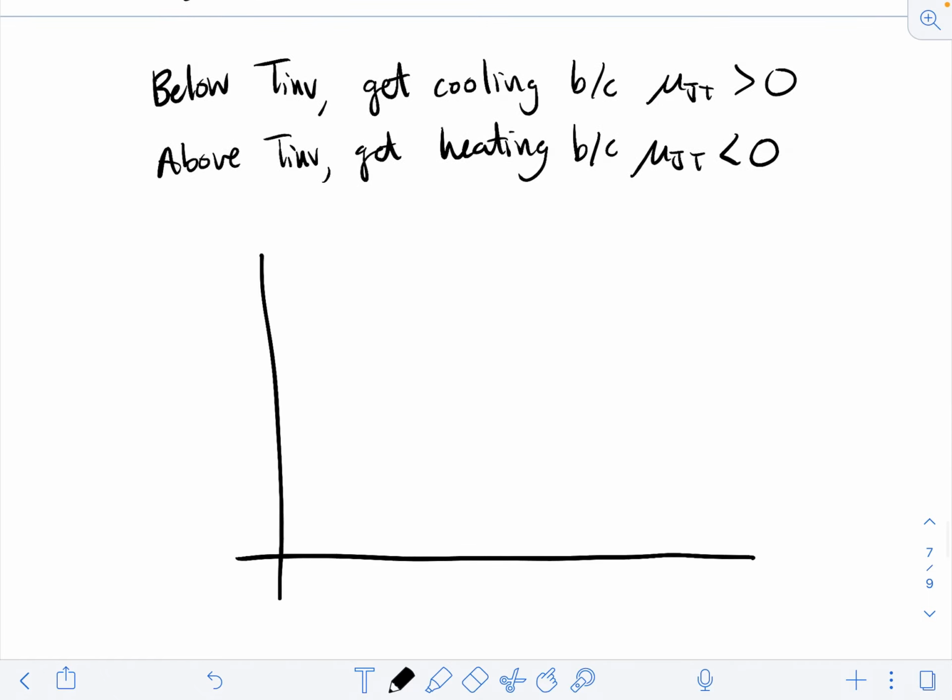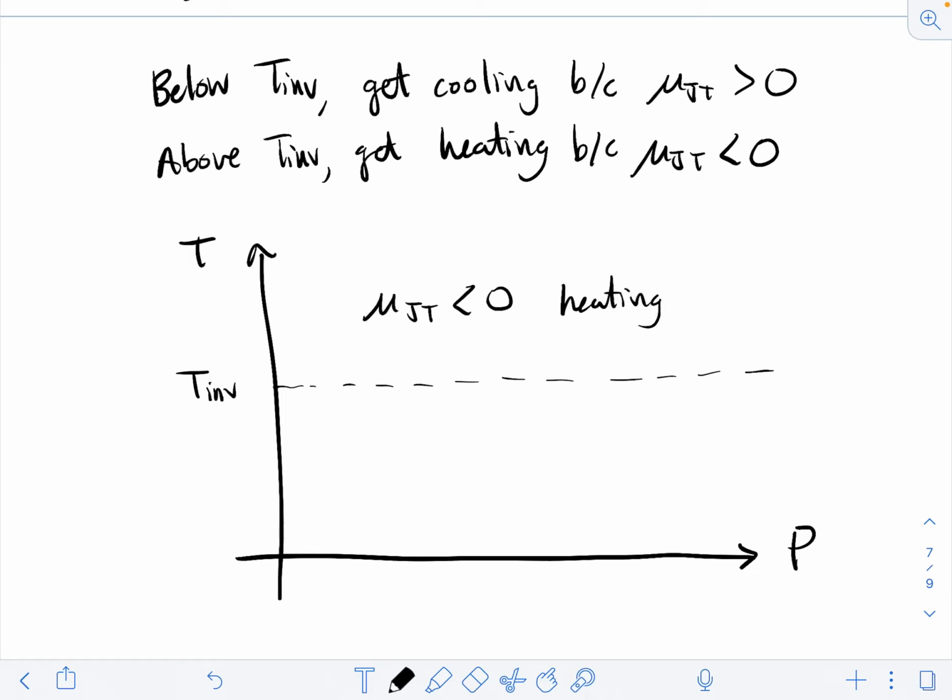We could draw a diagram of this situation. So here's pressure and temperature, and if we indicate our inversion temperature somewhere on this graph, then at high temperatures we get negative coefficients and heating, and at low temperatures we get positive coefficients and cooling.